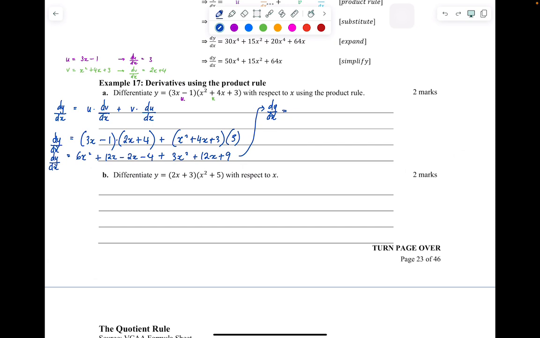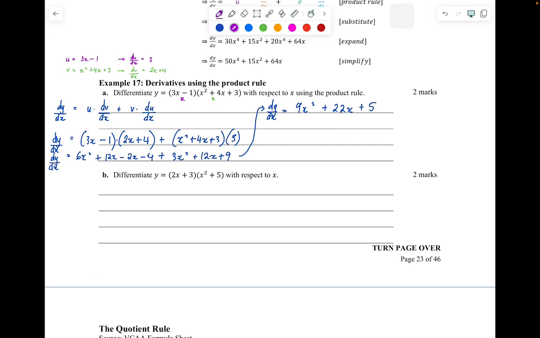So we've got 9x squared, group the like terms. We've got 24 minus 2, that's 22x. And we have plus 5 for the constants. Okay, that's it for that particular example there.